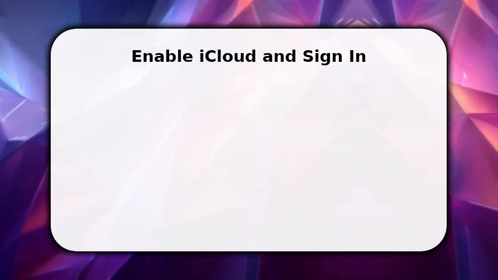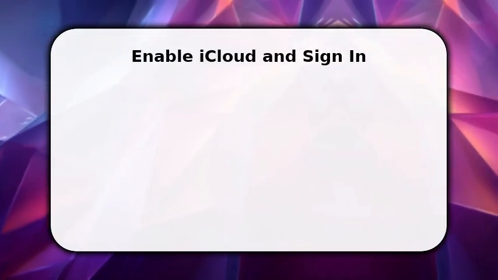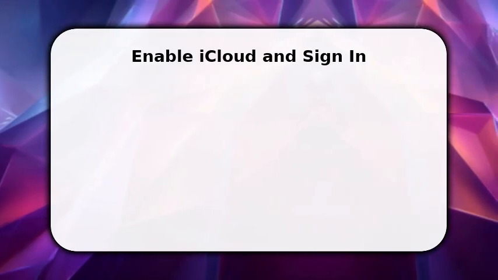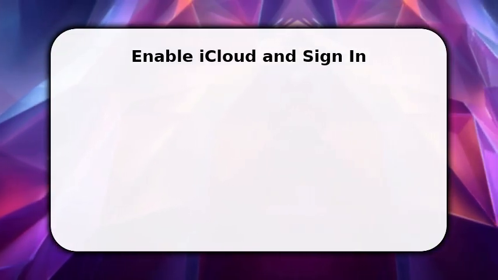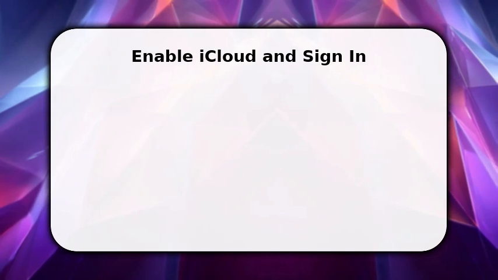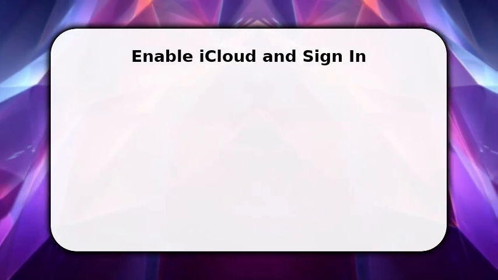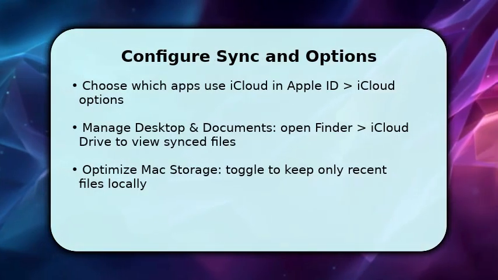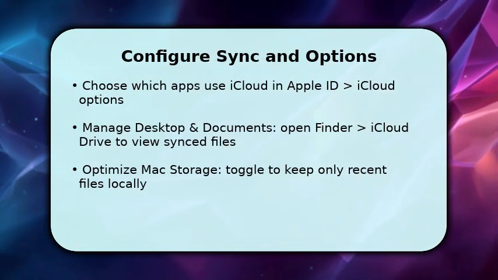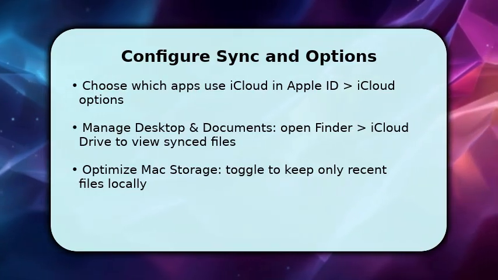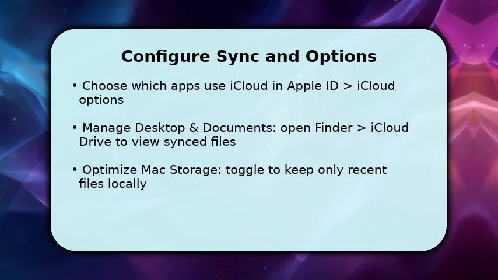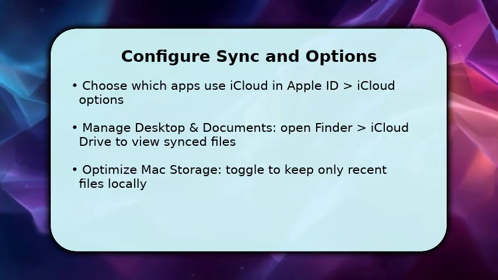This initial setup lets the system index files for syncing. You're now ready to prepare which folders and app data to keep in iCloud. Once iCloud Drive is active, open the iCloud options to pick which apps and data sync. You should decide whether Desktop and Documents move into iCloud Drive. If they do, Finder will show an iCloud Drive folder with your items.